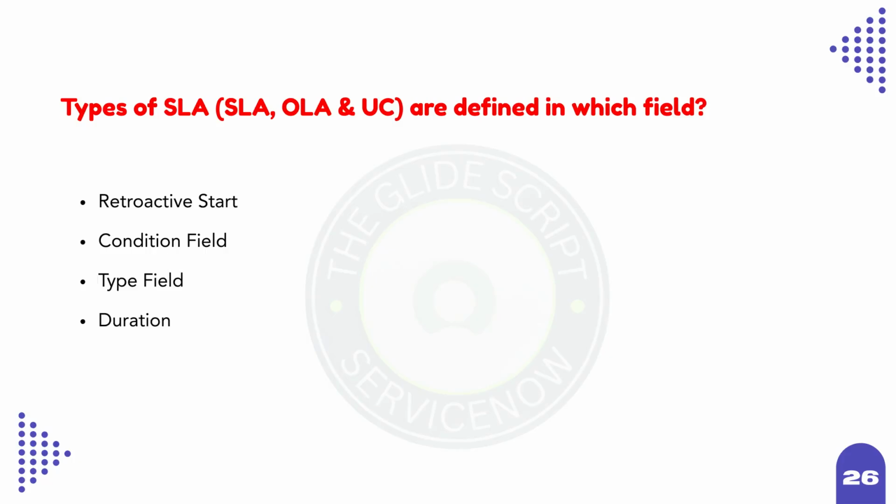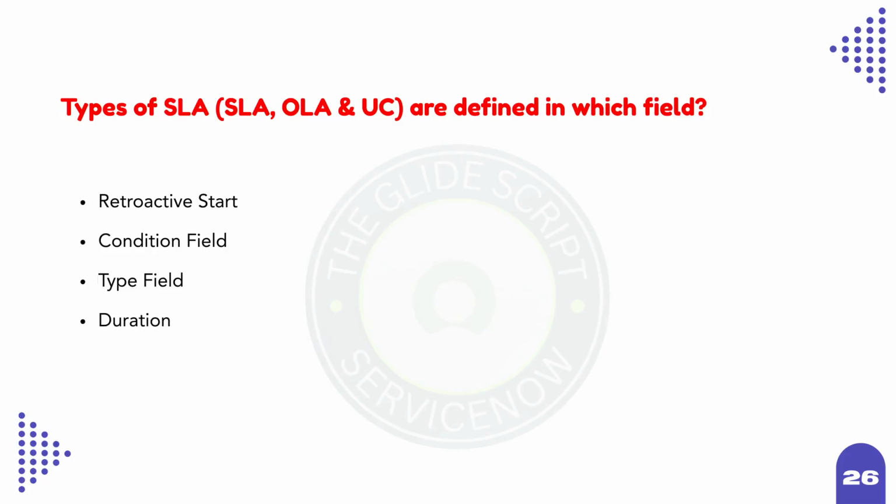Next question is type of SLA, that is SLA, OLA and UC are defined in which field. You can see how differently they are going to ask you the question from the SLA or from any topic. It is not always that you will get a straightforward question. This is the exact formatting of the question you will get in the CSA exam. The motive of this series is that you will get the exact pattern of the question, how it's actually asked in the real exam. So type of SLA, OLA and UC are defined in which field?